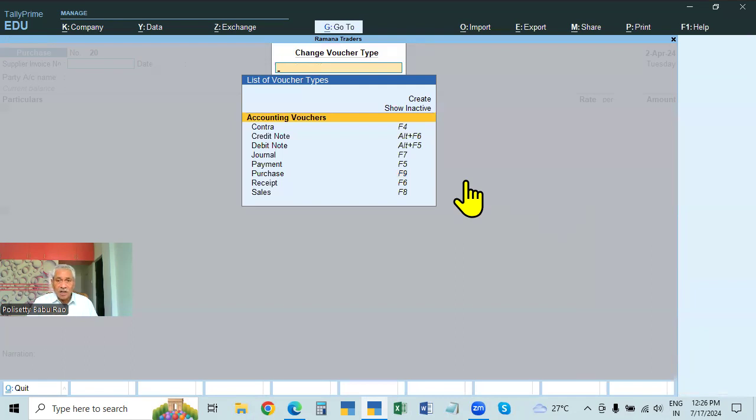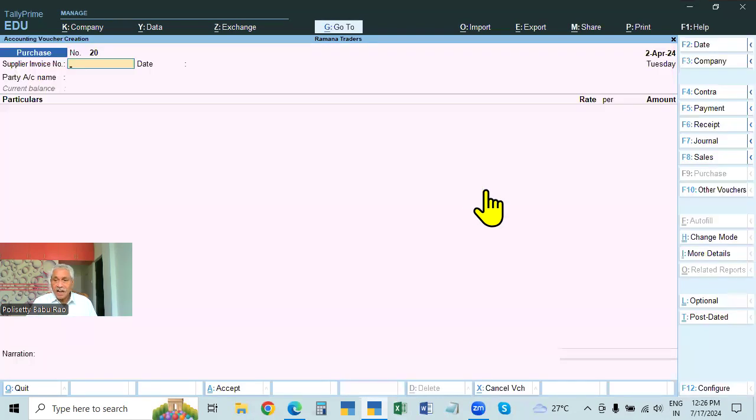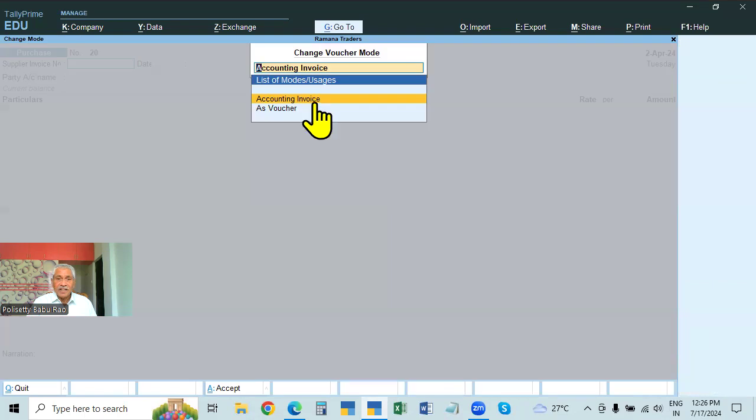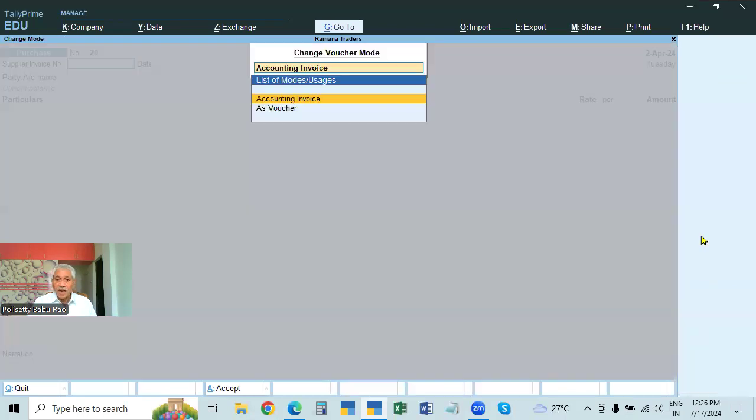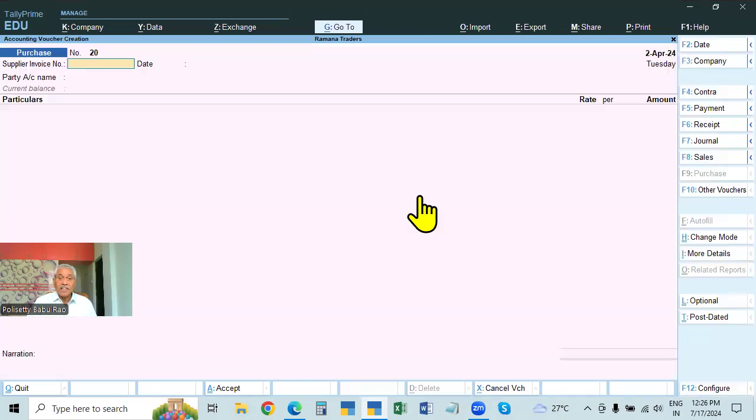If the details are not known, we use the accounting invoice for sales and purchases as well as returns. The third type, the first one on the top, is the item invoice. Here the different item names will be available. We take the item number and name of each item, and record all the item names, with quantity, rate, and rupees.